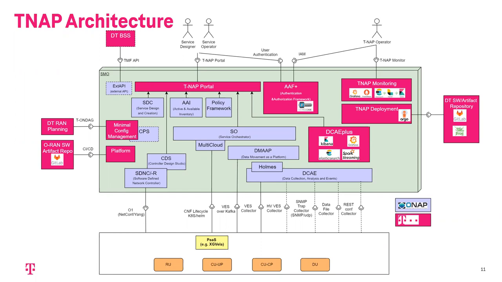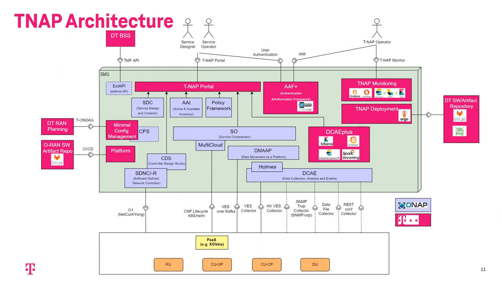Additional components we have to develop are marked here with the magenta color. As Marc already mentioned, we will have our own portal for that. We will have enhanced fault and performance management functionality, here named DCAE Plus, where we have a long-term storage for events and alarms, and the visualization as well, which we integrate into the portal. On the southbound side, we are using the SDNC and CDS components for the configuration, using the ORAN O1 interface towards the network elements for the configuration updates.